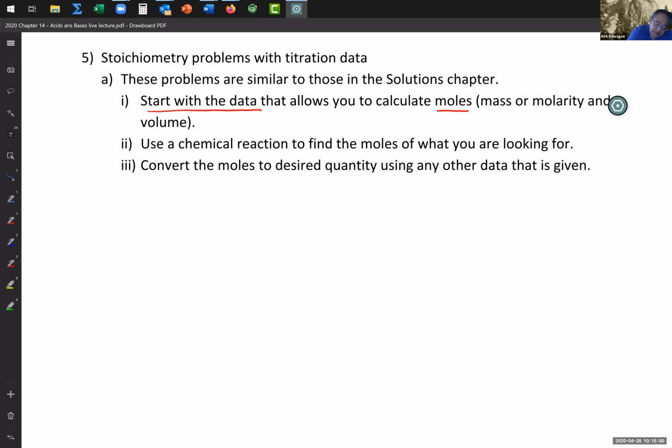And then you're usually looking for something. There should probably be a step in here to figure out what you're looking for, but I kind of added that to the last section. So it says, use a chemical reaction to find the moles of what you're looking for. So you have moles of something that you've been given, and then you're going to convert that to something that you're looking for.